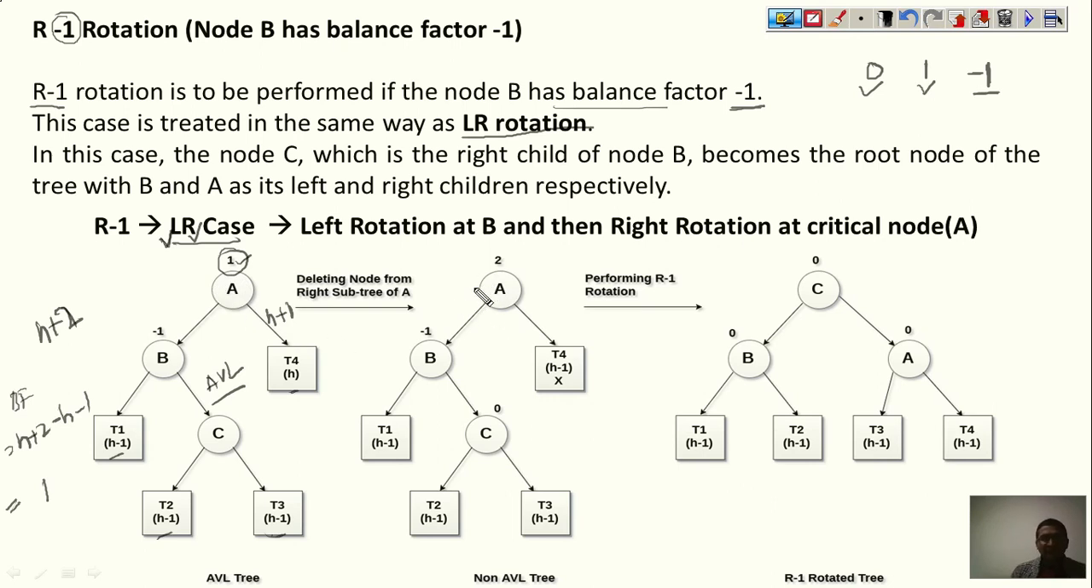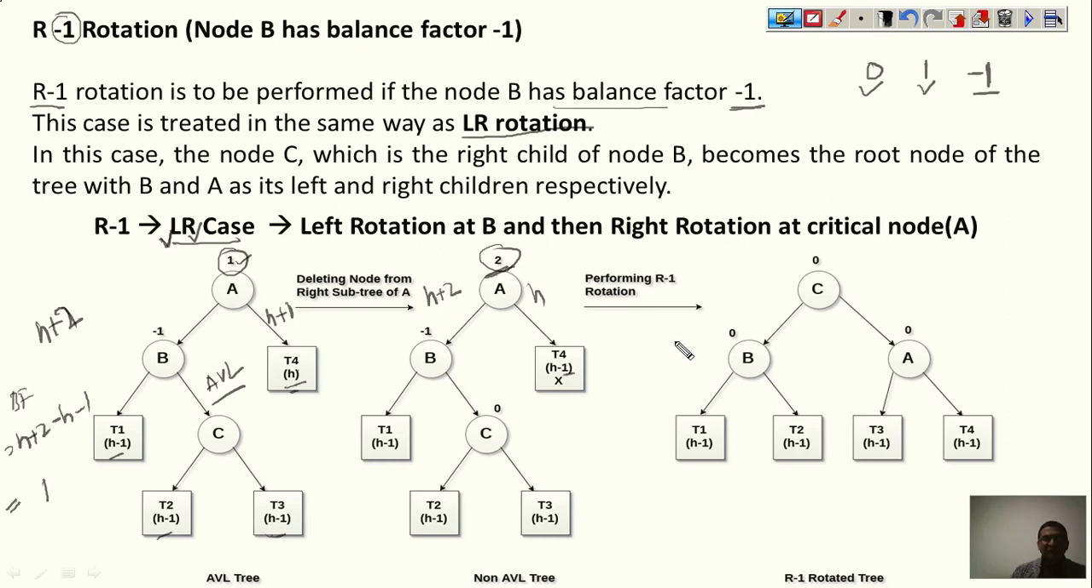Now when you delete a node here, the deletion reduces the height, so this becomes h minus 1. Because of this h minus 1, the result is that this will be h plus 2, and this will become h minus 1 plus 1, which is h. When you take the difference of these two, it results in 2. So whenever the balancing factor is more than 1, the tree becomes unbalanced. So what is required is the LR case; you are in the LR case.